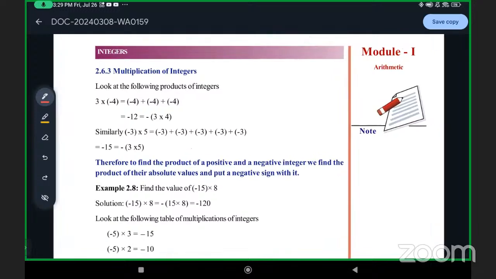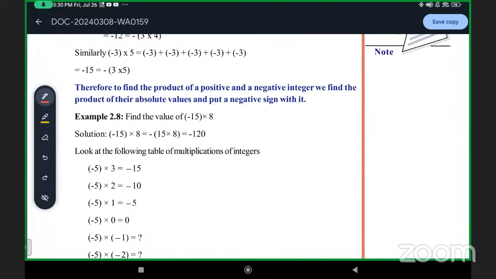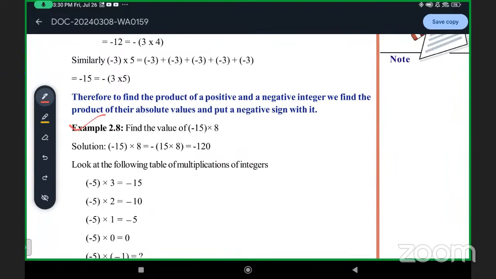Then multiplication of integers. Look at the following product of integers. 3 into minus 4 equals minus 4 plus minus 4 plus minus 4. That is minus 12, equals minus 3 into 4. So look here. Find the value of minus 15 into 8. First, we multiply their absolute values, meaning remove the sign and just multiply your numbers. That's 15 into 8.